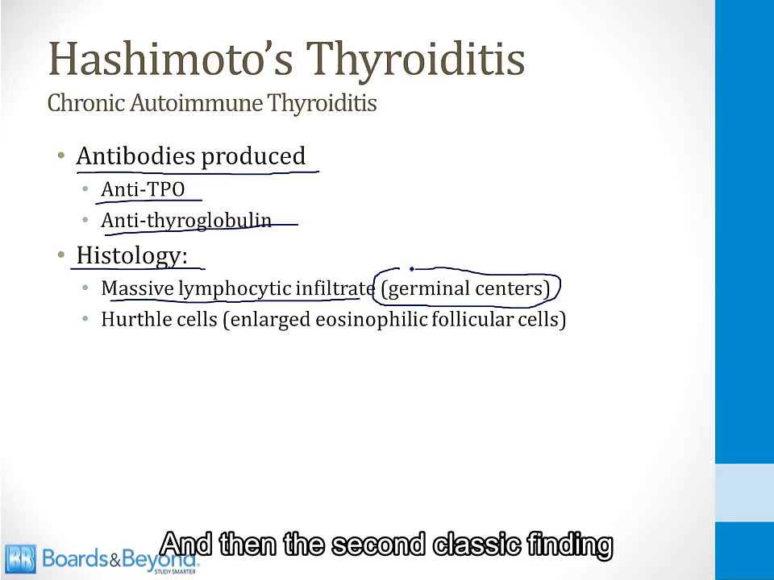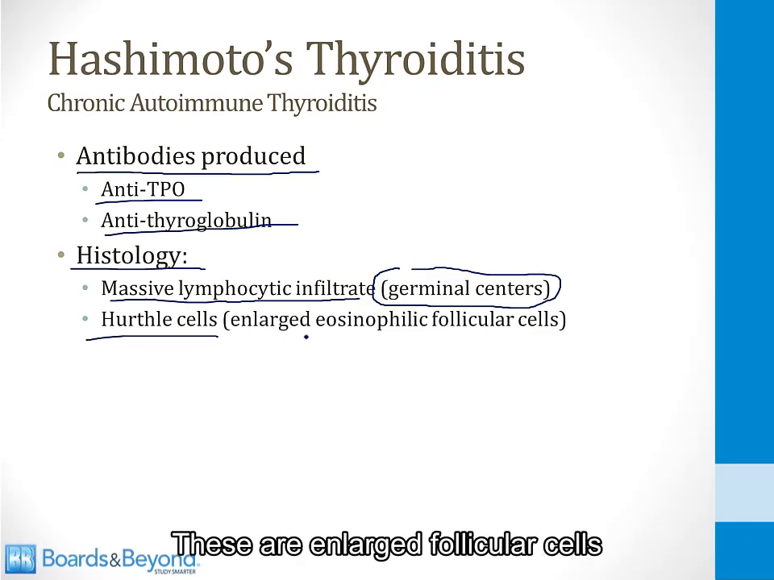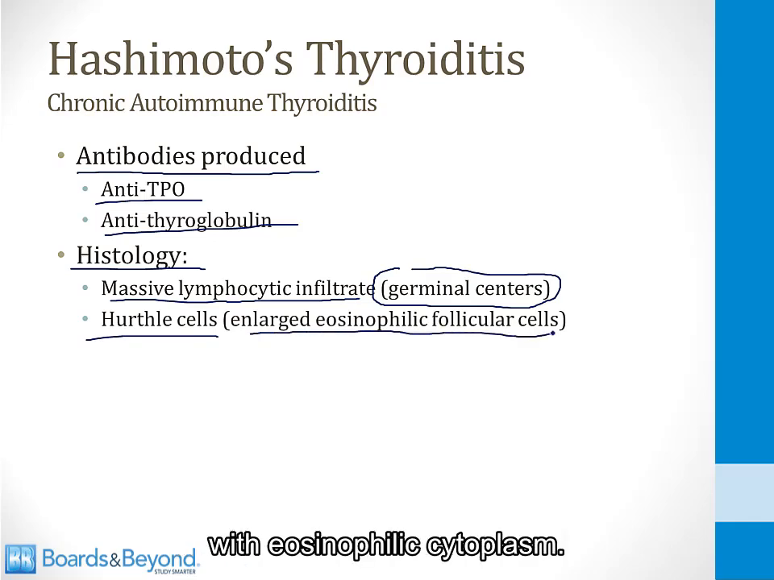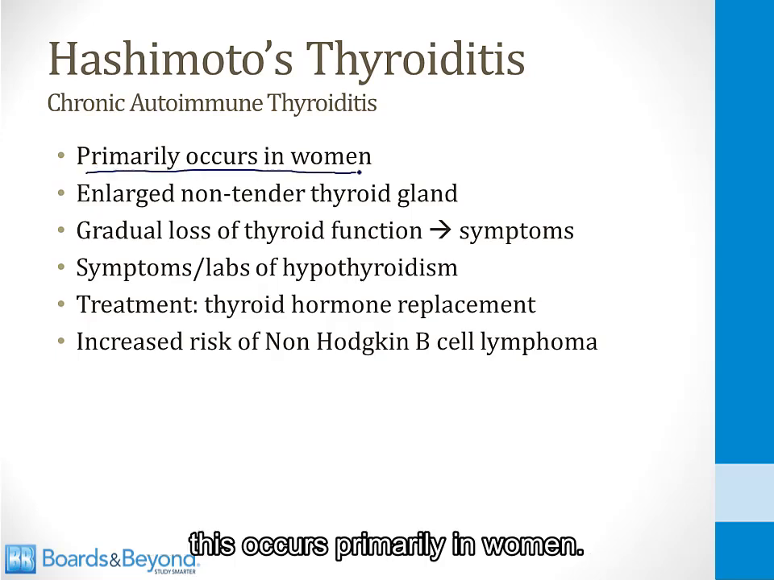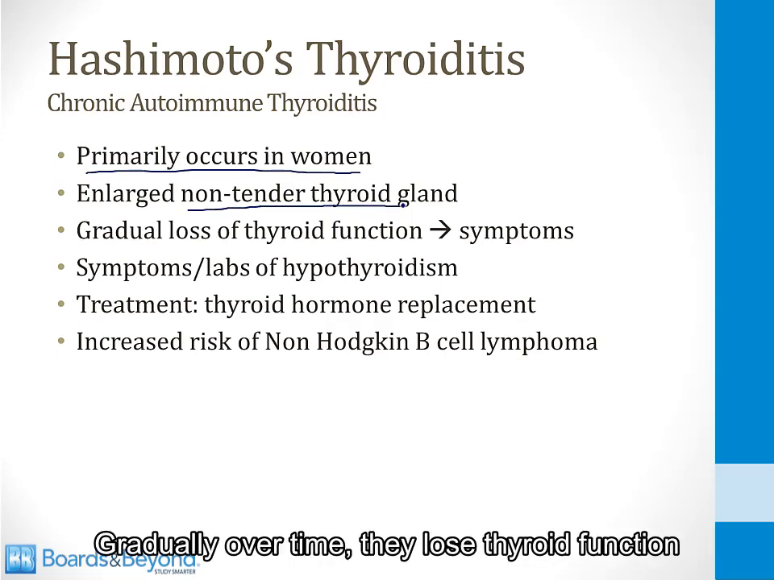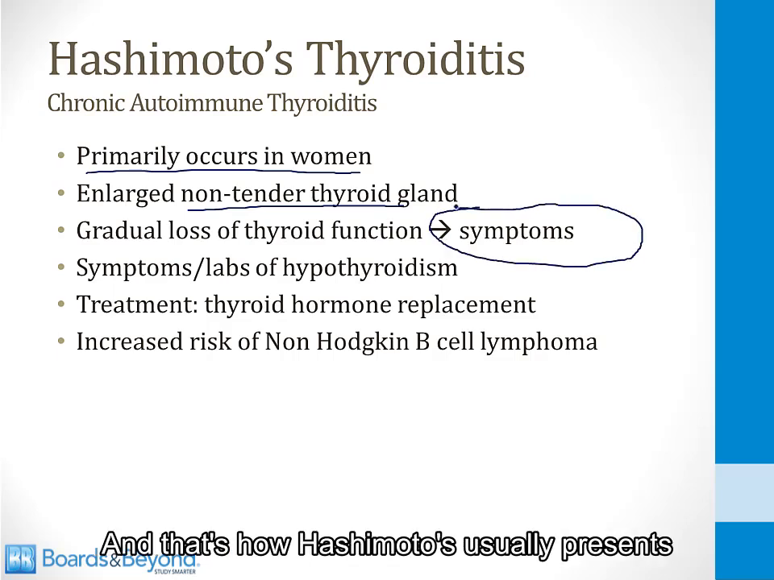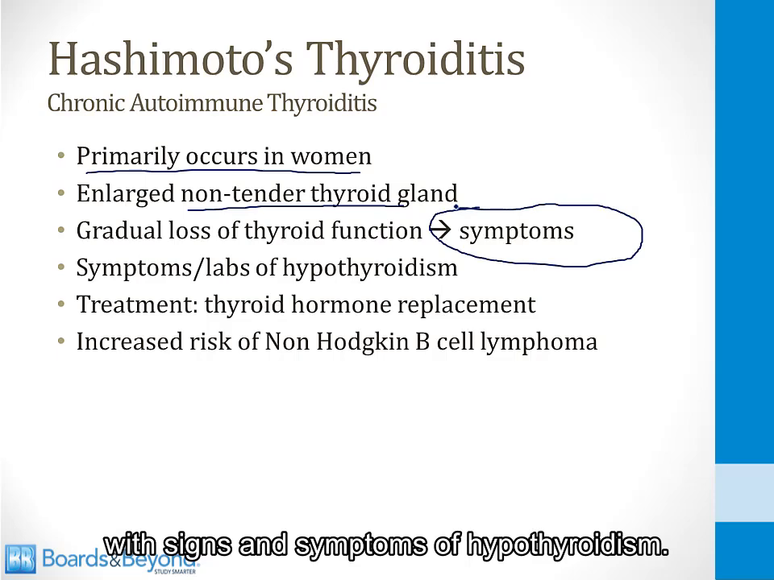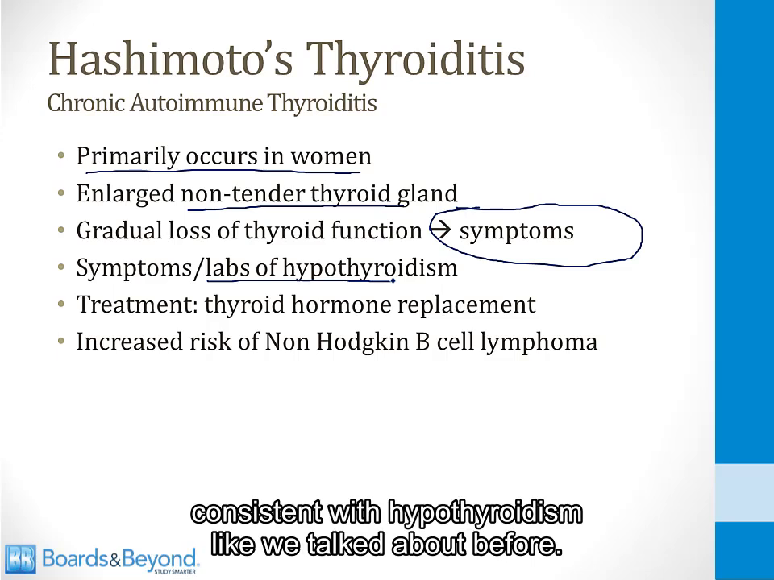And then the second classic finding of Hashimoto's thyroiditis is the presence of Hürthle cells. These are enlarged follicular cells with eosinophilic cytoplasm. Just like most autoimmune disorders, this occurs primarily in women. They develop an enlarged non-tender thyroid gland. Gradually over time they lose thyroid function, and this leads to symptoms of hypothyroidism, and that's how Hashimoto's usually presents, with signs and symptoms of hypothyroidism. If you do a workup, you will find lab findings consistent with hypothyroidism like we talked about before.